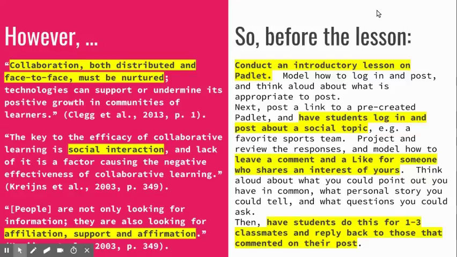Clegg points out that collaboration needs to be nurtured, and Cretchen says the key to doing this is social interaction. Therefore, I would suggest that before starting this social movements project, the teacher conduct an intro lesson on Padlet where they model and then the students post on a social topic, comment on the posts of 1 to 3 students who share an interest with them, and reply to their comments. In this way, students can receive the affiliation, support, and affirmation that Cretchen says they need.